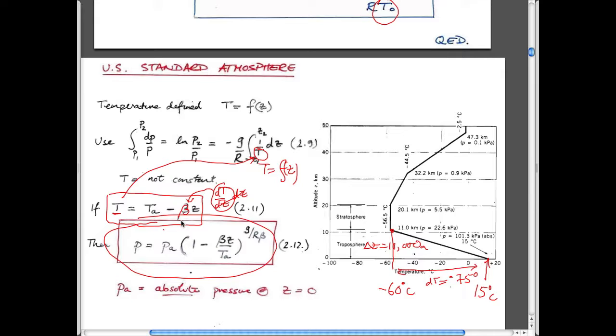G over... Where? Oh, yeah. Pressure at location A times 1 minus beta times Z, over the temperature at location A, which is what we're calling this point here. So if we're using 15 degrees centigrade at sea level, this is 15 degrees C. You won't have to use this expression.